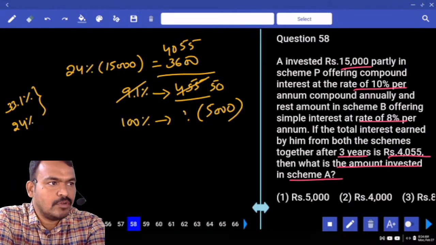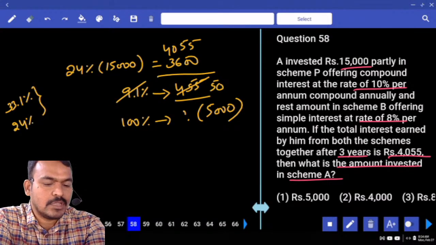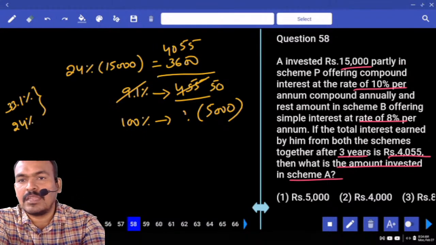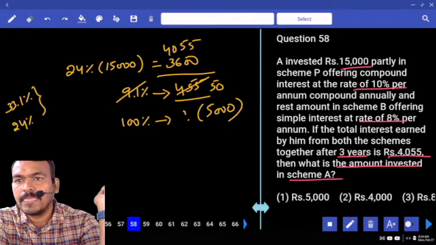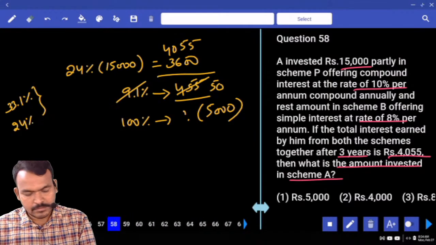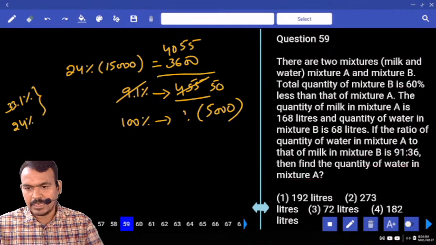In one case 33.1%, in another case 24%. What is the difference in interest? 9.1%. Compared to original interest, how much interest are we getting less? 455. Then 9.1% is 455. Then 100% value is 5,000. Next, 59.